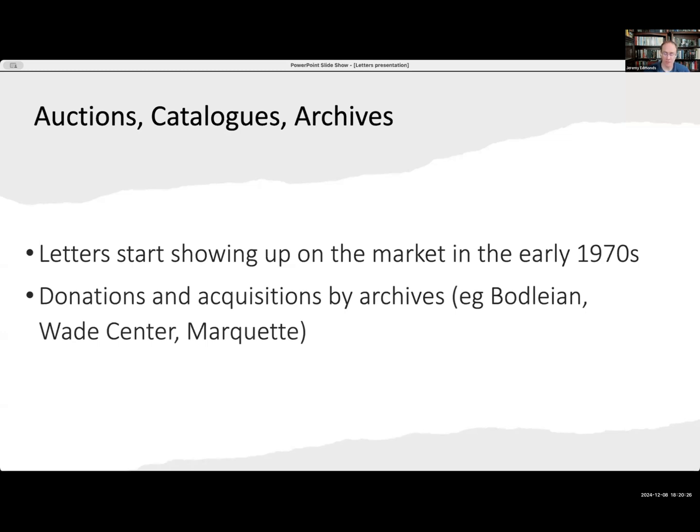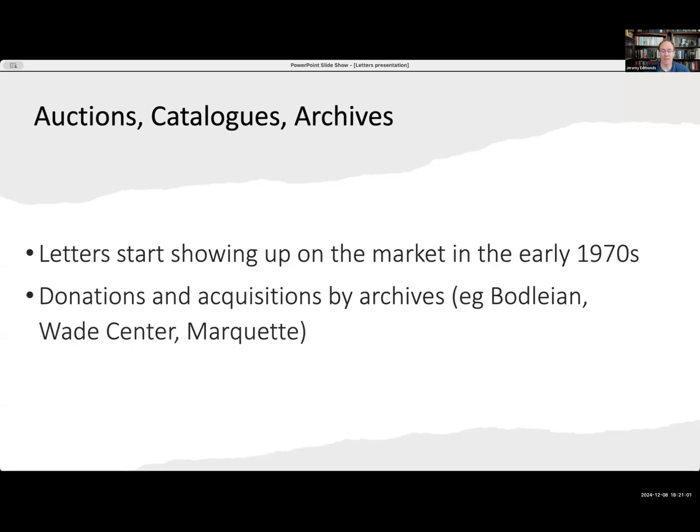One of the primary ways new letters have been discovered or shown to the public is by donations to archives. I mentioned the major ones here, the Bodleian, the Wade Center, Marquette, but there are dozens of archives that have collections of letters from Tolkien and other materials. And throughout the years, I know certainly for Marquette, they've actually spent money to try and grow their collection. That's not as common these days as it was back in the early days of building the collection out.